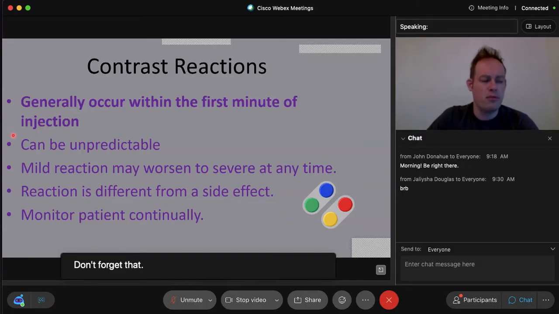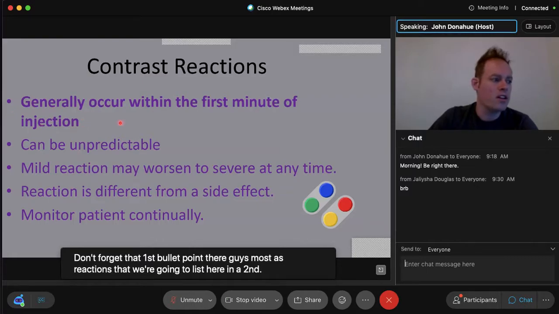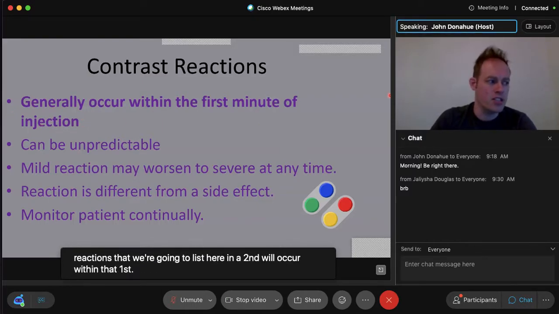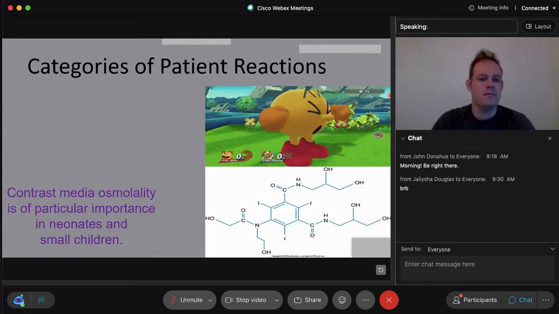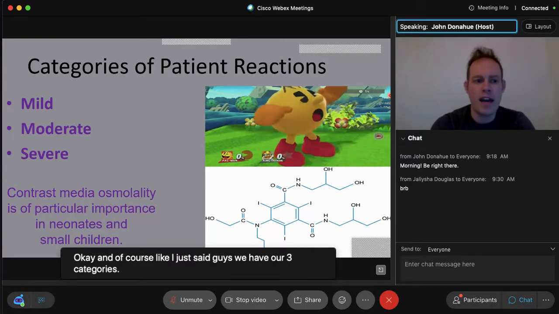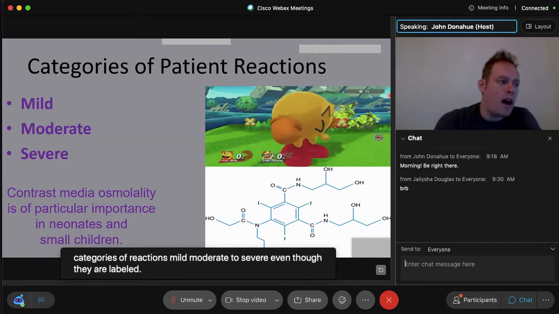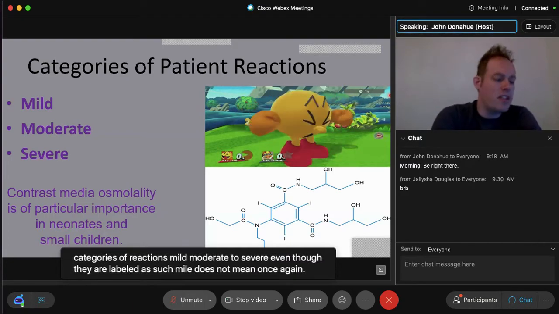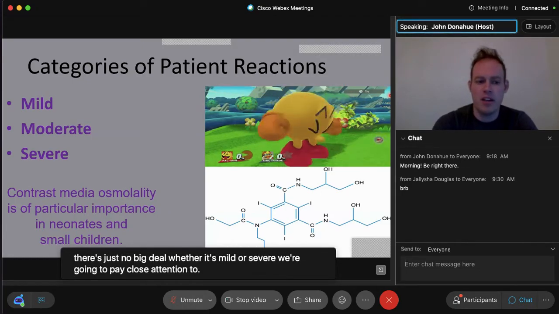Don't forget that first bullet point there, guys. Most of those reactions that we're going to list here in a second will occur within that first minute of injection. Okay, and of course, like I just said, we have our three categories of patient reactions: mild, moderate, severe. Even though they are labeled as such, mild does not mean, once again, that it's no big deal. Whether it's mild or severe, we're going to pay close attention to it and document it accordingly.